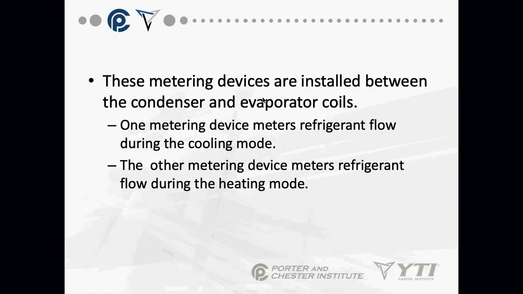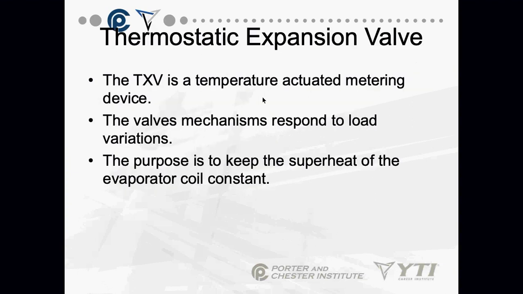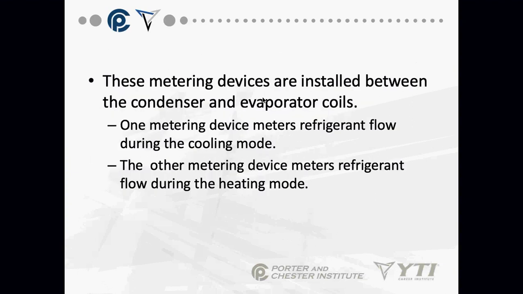Okay, the metering devices are installed again between the condenser and the evaporator. One metering device meters the refrigerant flow in a heat pump during the cooling mode. There's another metering device that meters the refrigerant flow during the heating mode. Again, one acts as a check valve for the metering device, and one allows the refrigerant to flow freely. Refrigerant changes direction. That is the end of the fixed metering devices.